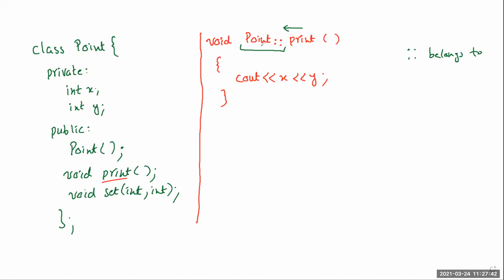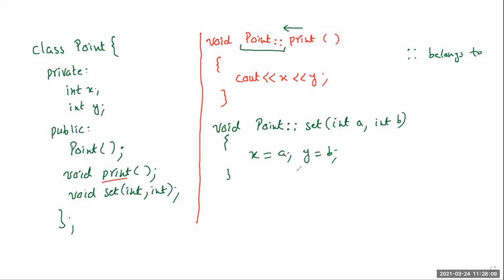Now let me write the body of another function so that you understand correctly. Let's write the body of the set function. I write the return type, then the name of the class, the scope resolution operator, and then this set function, which is like int a and int b. Within the body, you just write x gets the value a, y gets the value b. Again, set function which belongs to class point. This is the body of that function.